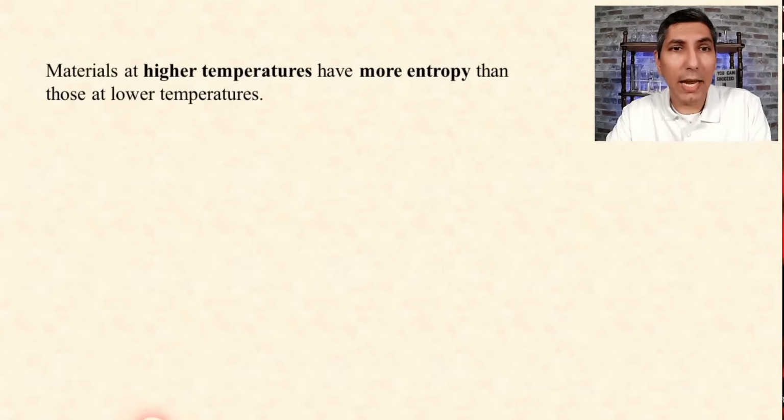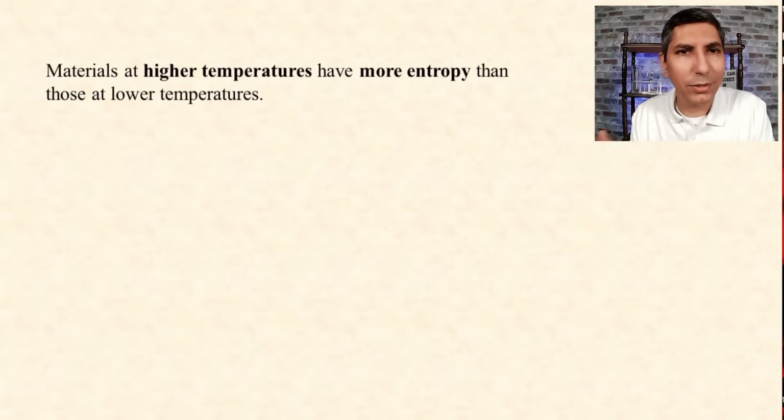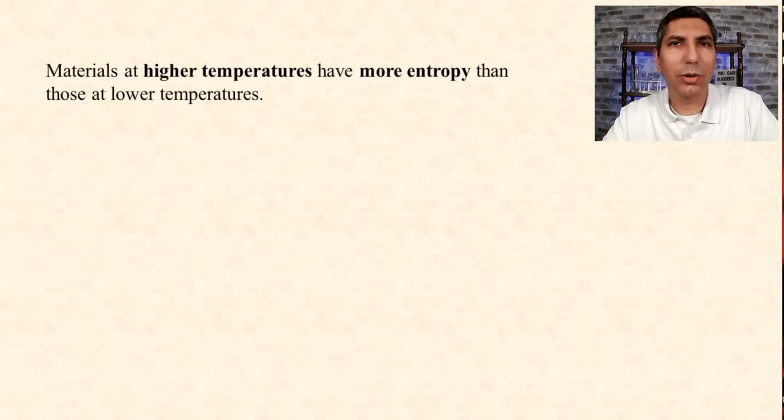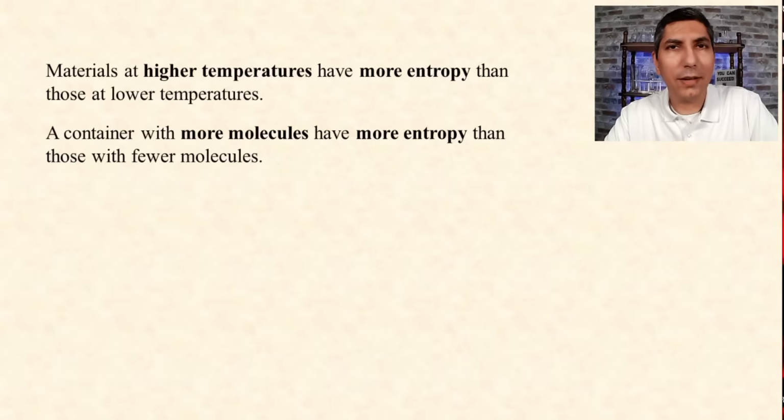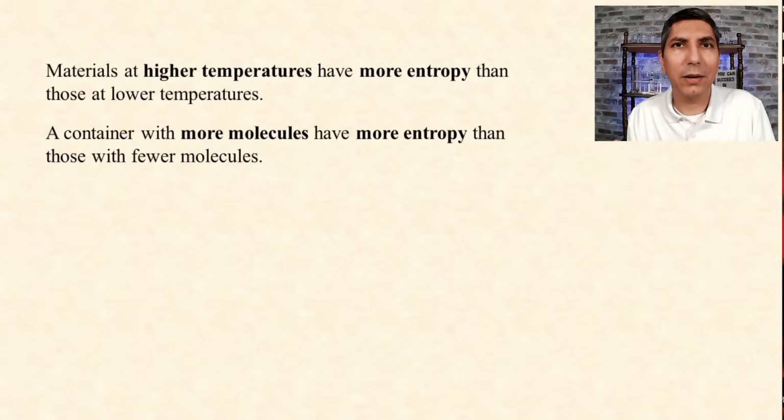If everything is at the same state, then we can say that materials at a higher temperature are going to have more entropy than substances that are at lower temperatures. And that makes sense because your molecules are moving around faster at higher temperatures. So that sounds like more disorder, doesn't it? If it's a tie and you're at the same temperature, well, a container that has more molecules is going to have more entropy than those with fewer molecules. So if everything else is the same, you have the same temperature, the same state of matter, and you have a container with 10 molecules or 10 moles, it's going to have more entropy than a container with 3 molecules or 3 moles. And so more molecules implies more entropy.